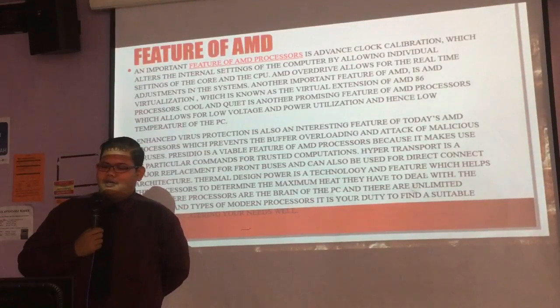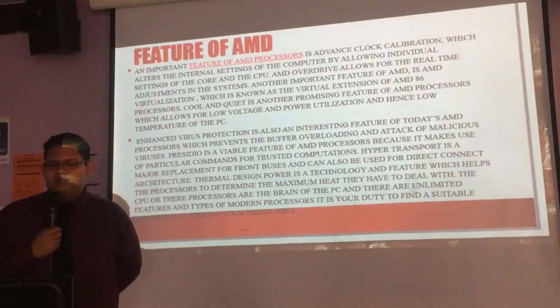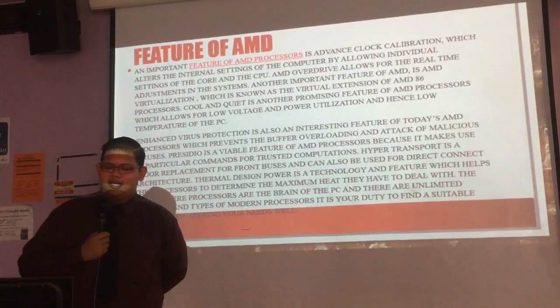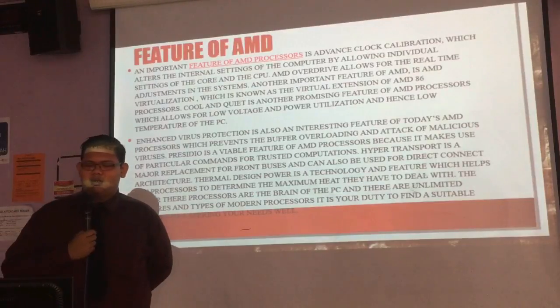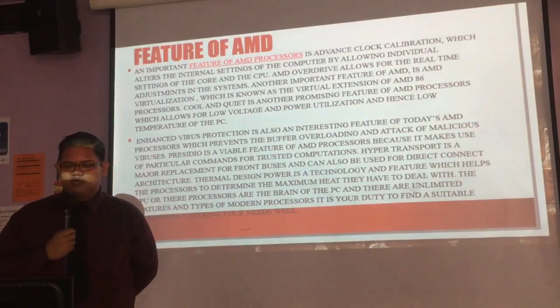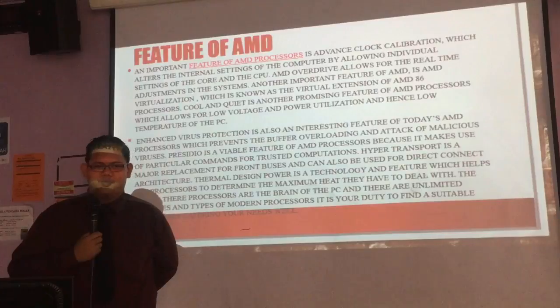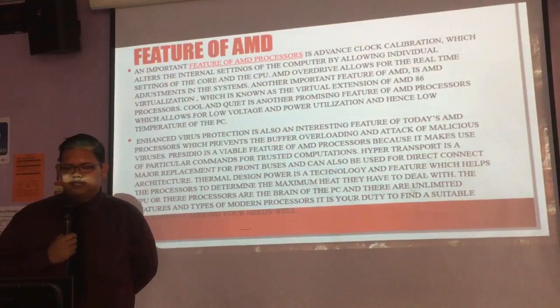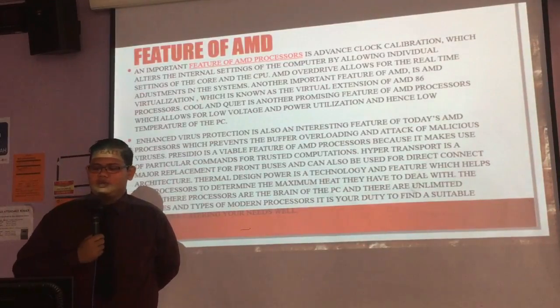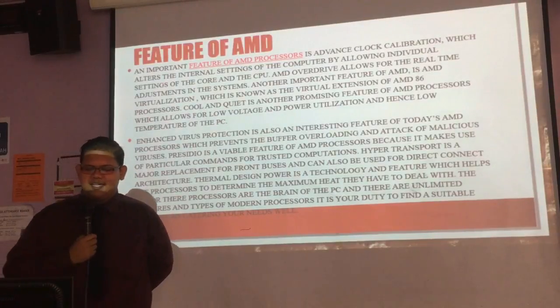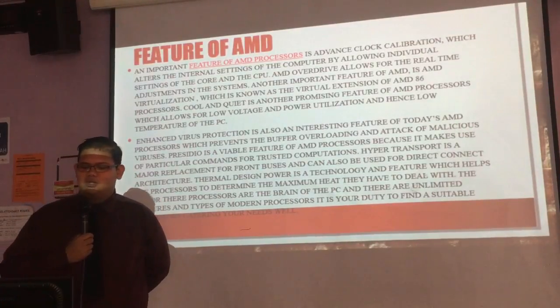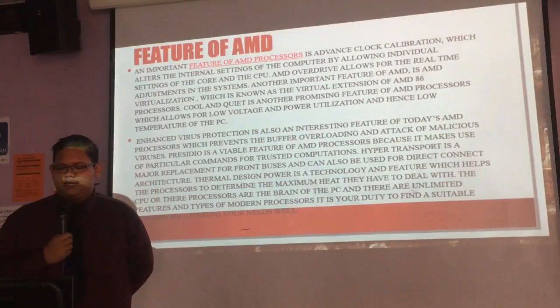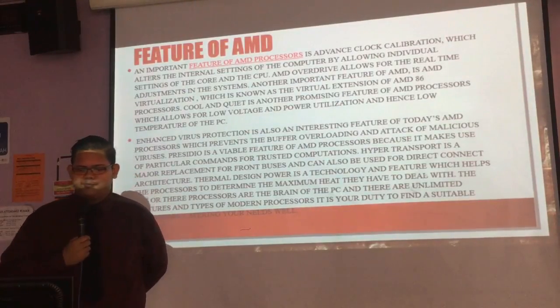An important feature of AMD processor is advanced clock calibration with the internal setting of the computer by allowing individual setting of the core and the CPU. AMD Overdrive allows for the real-time adjustment in the system. Another important feature of AMD is AMD virtualization, which is known as the virtual extension of AMD x86-bit processor.